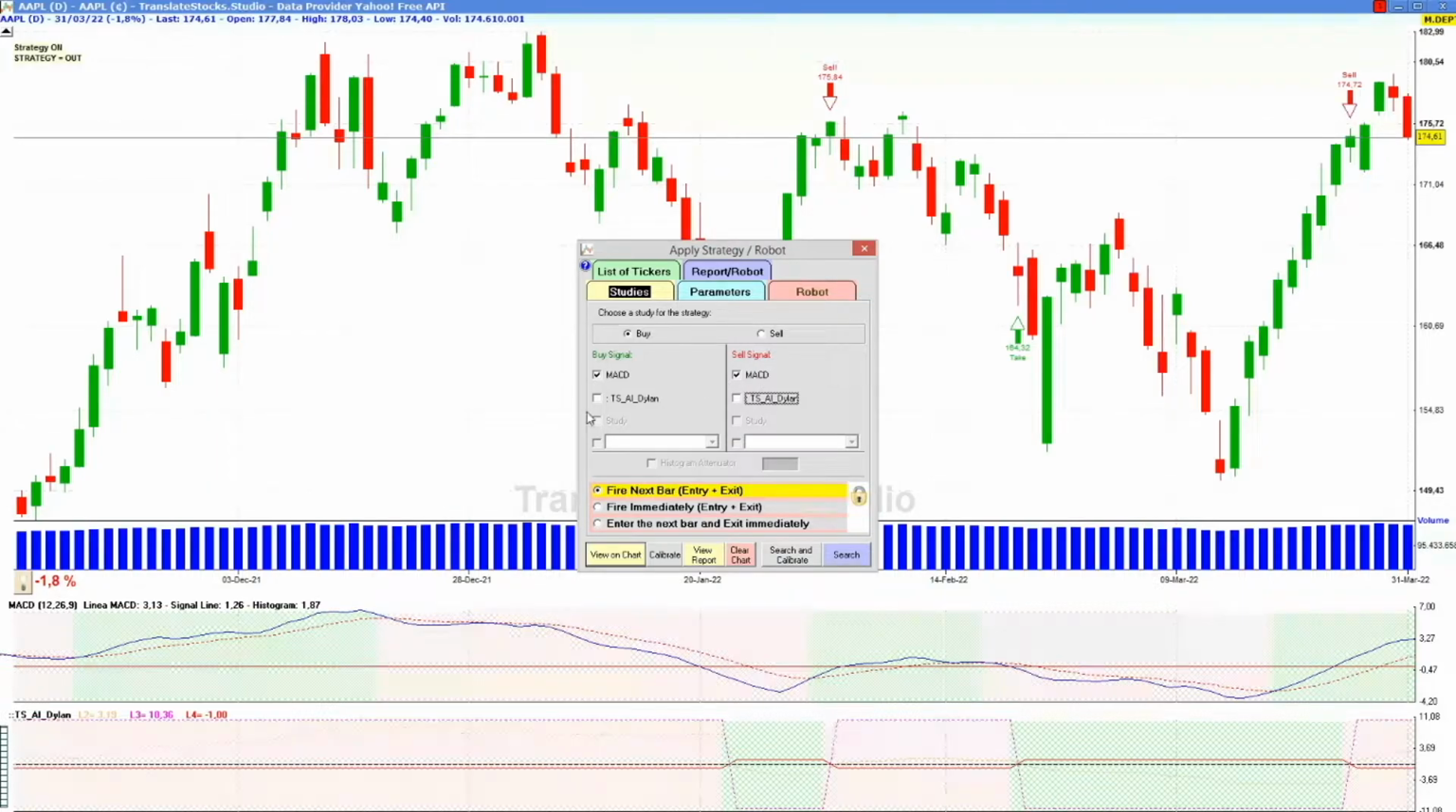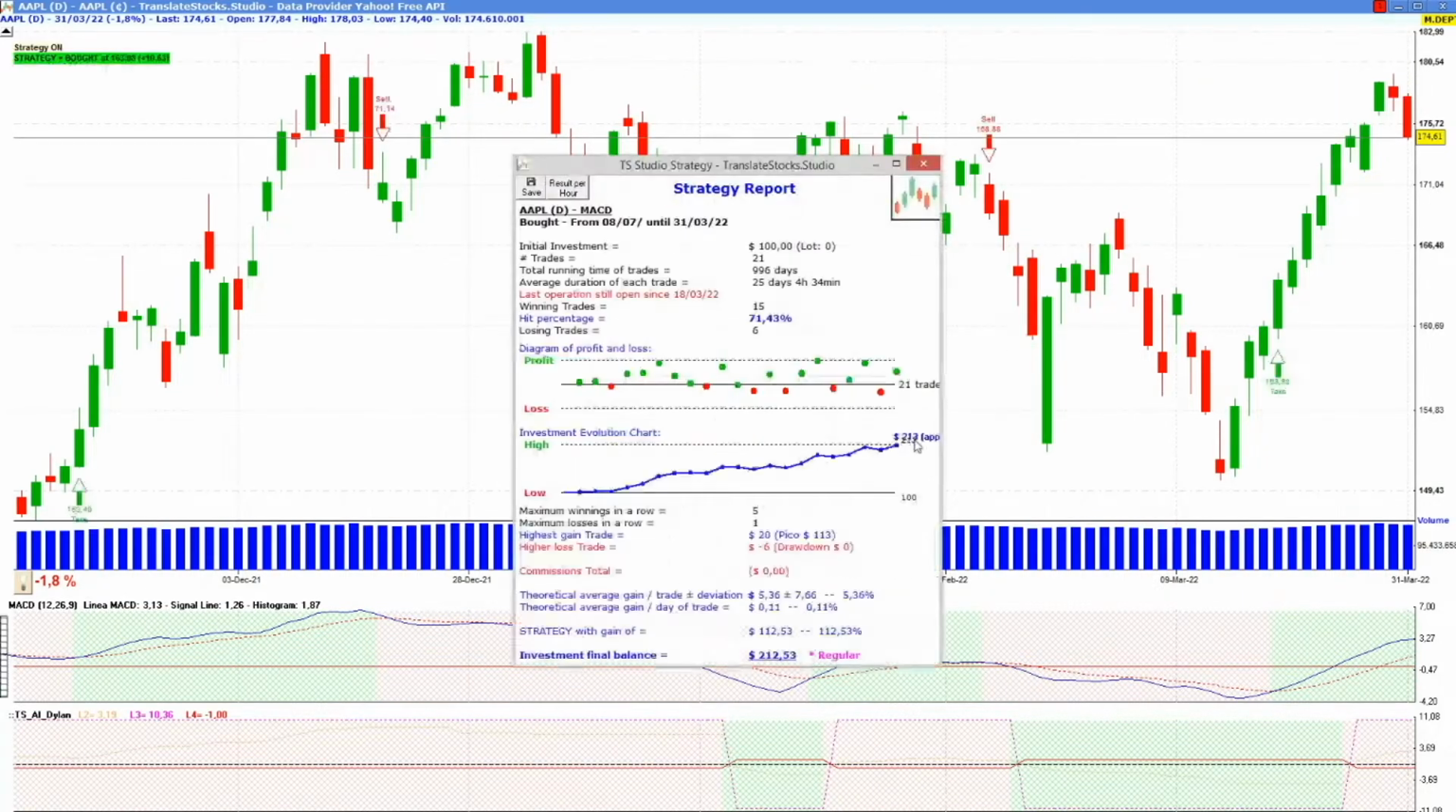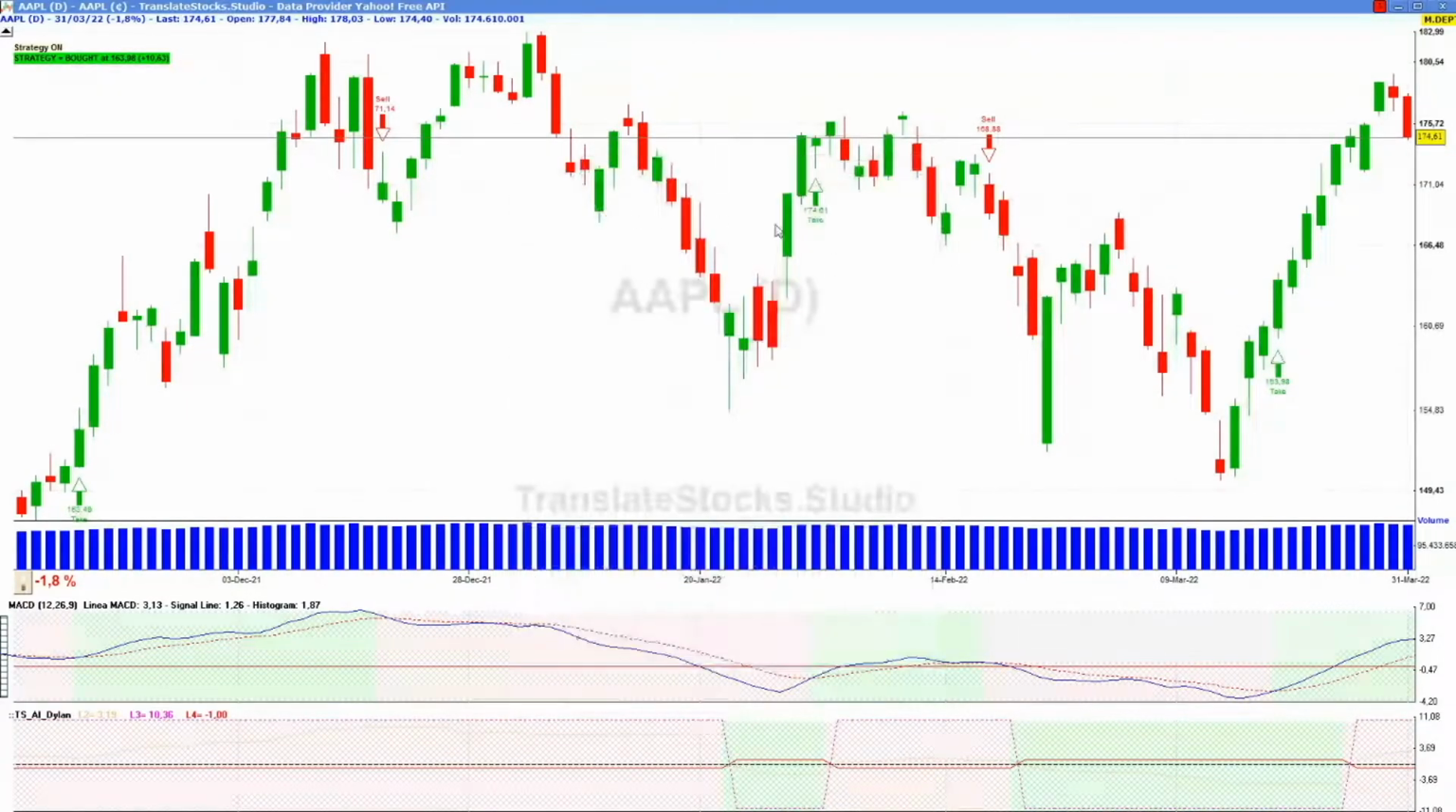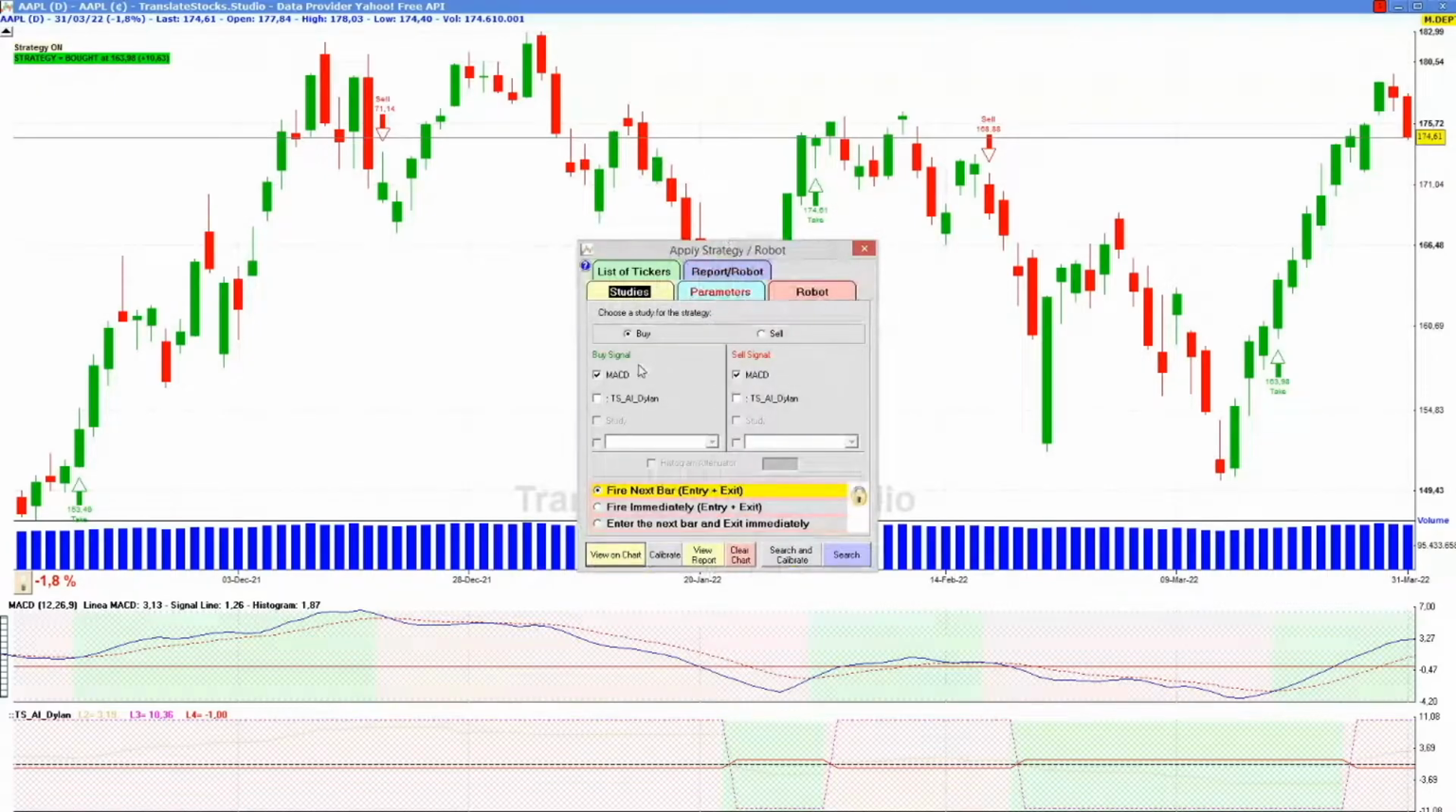Now we're going to see that in the graph, we only have buy and sell signals based only on the MACD. It has a percentage of 71%, meaning of course, almost 30% were losses. If the graph has stronger trend lines, then the MACD will give us more accurate signals. But if the trend isn't very clear, then there will be more mistakes.